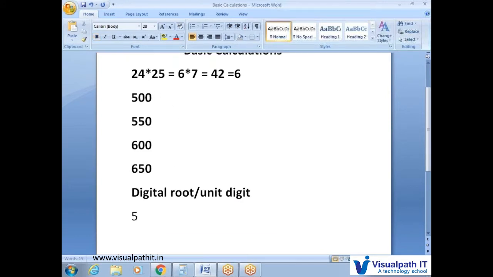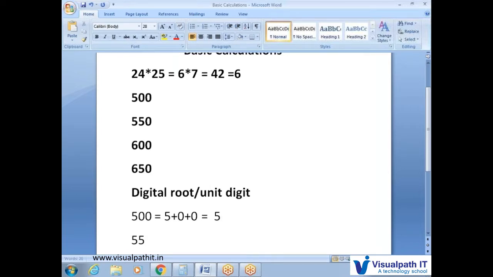The first option is 500, a three digit number, so we convert it into a single digit. 5 plus 0 plus 0 is 5. Is 5 equal to 6 or not? 5 is not equal to 6, so option A is not satisfied.